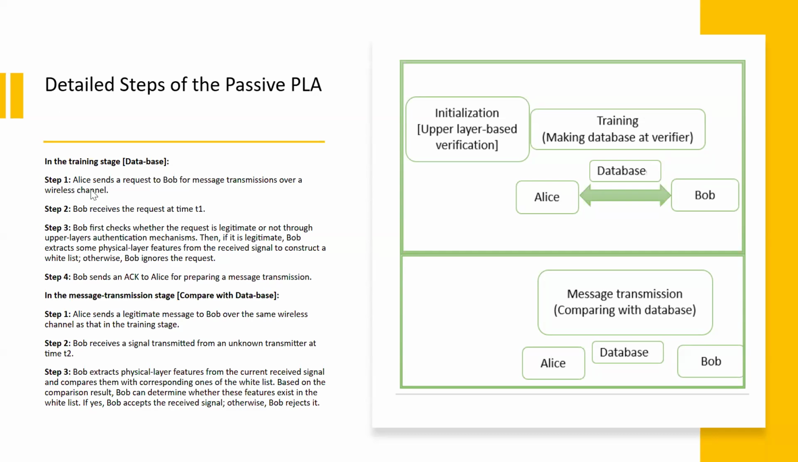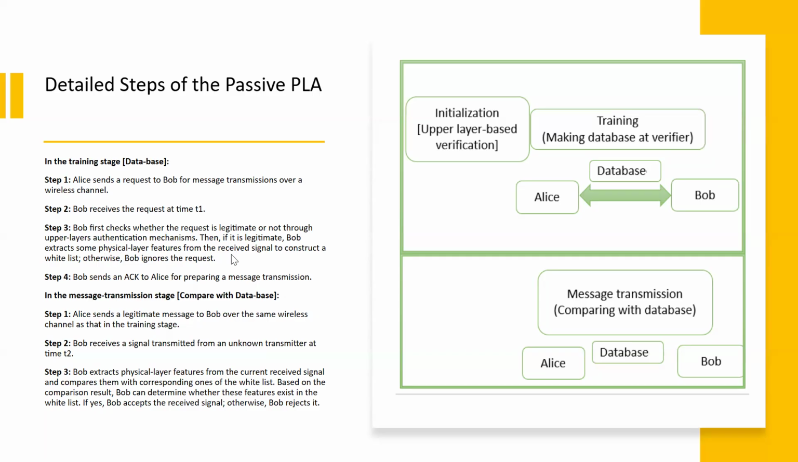So let's go to step one. In this step, Alice sends a request to Bob. Alice wants to communicate with Bob, so she sends a request for message transmission over a wireless channel. Bob receives the request at time T1. In step 3, Bob first checks whether the request is legitimate or not through an upper layer authentication mechanism. Then, if it's legitimate, Bob extracts some physical layer features from the received signal to construct a whitelist. Otherwise, Bob ignores the request.